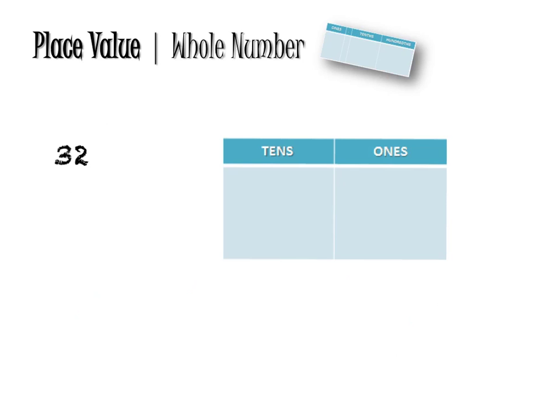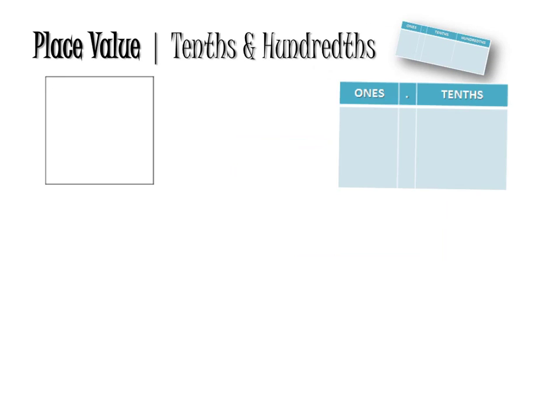Before we begin understanding decimals, let's recap what we've learned about whole numbers. If I have the number 32, I know that each digit has its own place value. The digit 3 is in the tens place, while the digit 2 is in the ones place. So let's learn about decimal places.